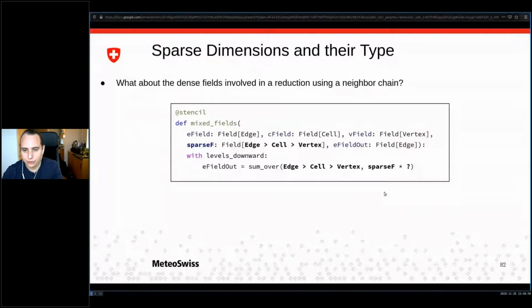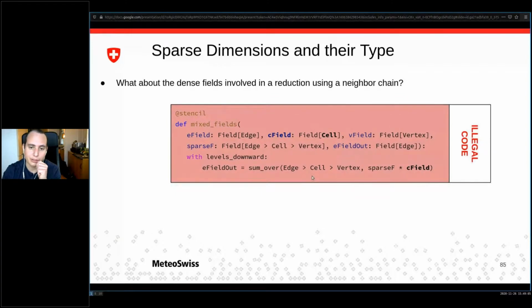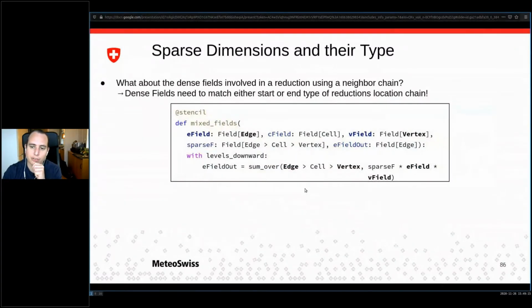So this is obviously fine because of the chain. And now basically the rules follow. This is also fine because edge is at the start of the chain. This is also fine because vertex is at the end of the chain. However, this wouldn't be fine if we use the cell field, which is in the middle of the chain, because for this we cannot generate meaningful code. So here again, just to reiterate, this is probably the maximum you can do in this case. You can multiply the vertex field as well as the edge field.